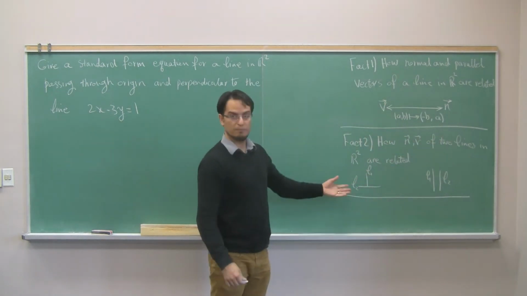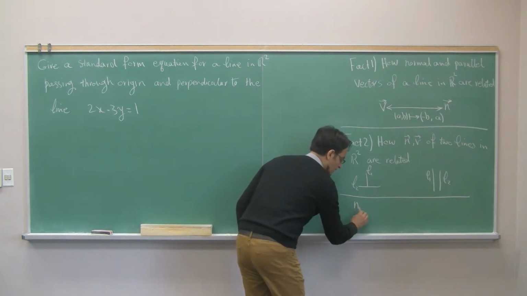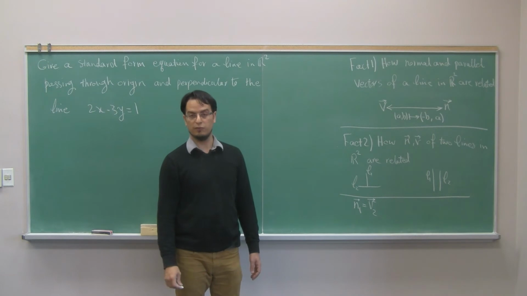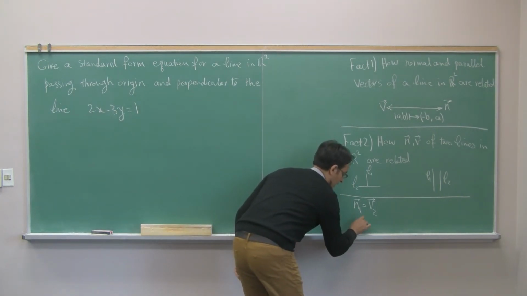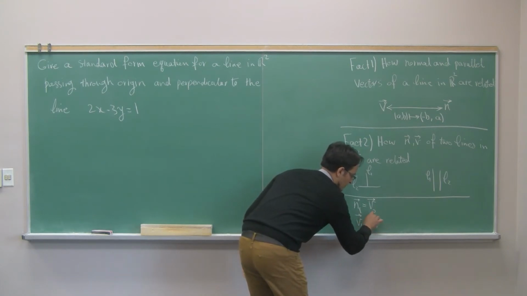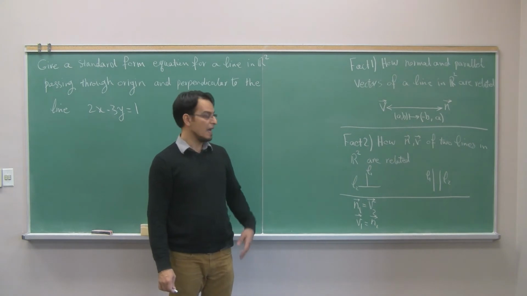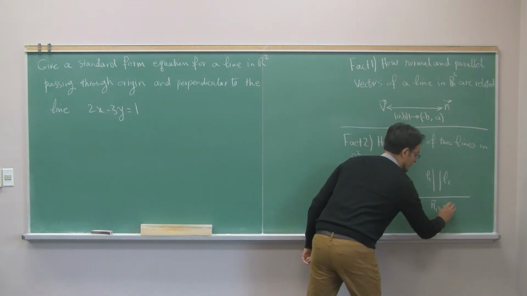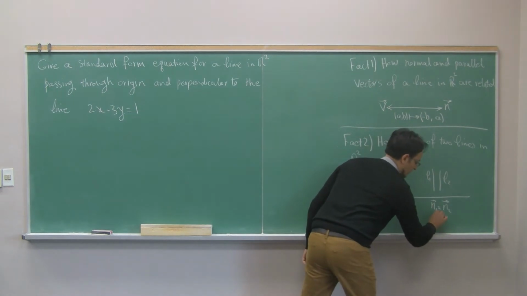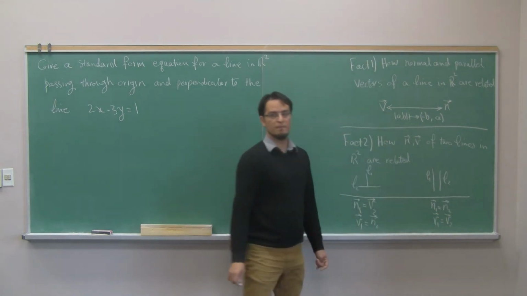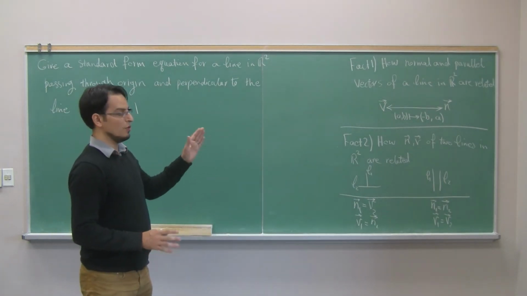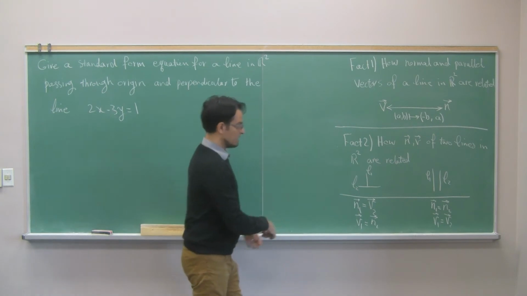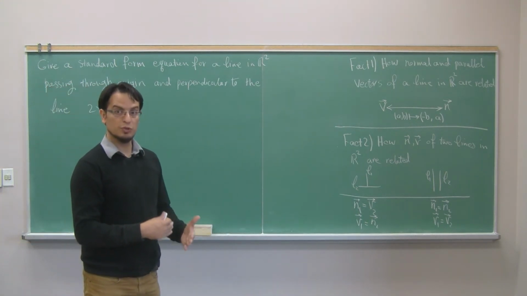If line 1 is perpendicular to line 2, then normal vector of line 1 is a parallel vector of line 2, and parallel vector of line 1 is normal vector of line 2. And for parallel lines case, it's easier. Normal of the first one is the normal of the second one. Parallel of the first one is parallel of the second one. So these two facts, you have to know them by heart. And you have to use them whenever you need them. Again, this happens only in R2.